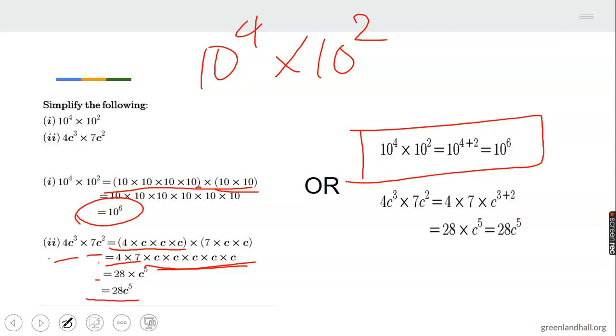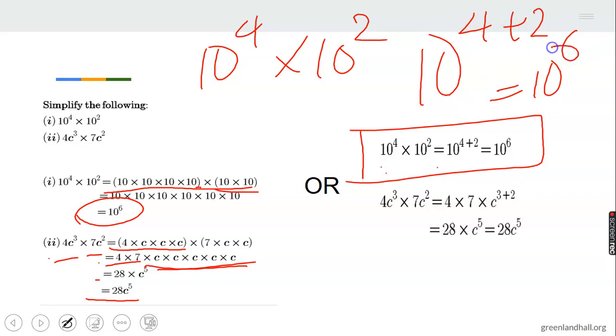Or, in a more quick way, you have 10 raised to power 4 times 10 raised to power 2. Since we have the same numbers, take one of the numbers down, then you add their powers, which is equal to 10 raised to power 6. Is that okay? Now, the same thing here.